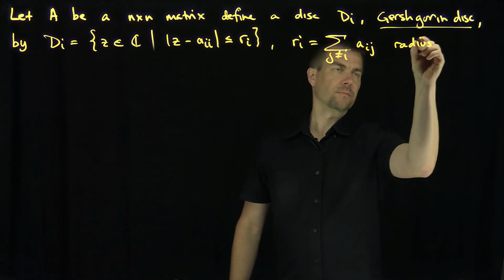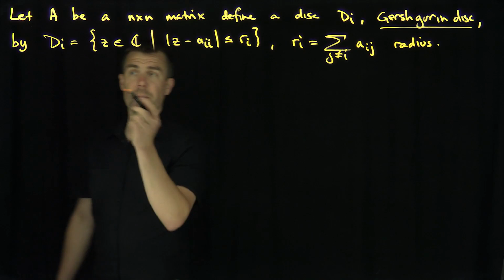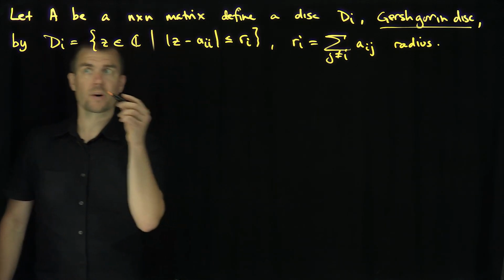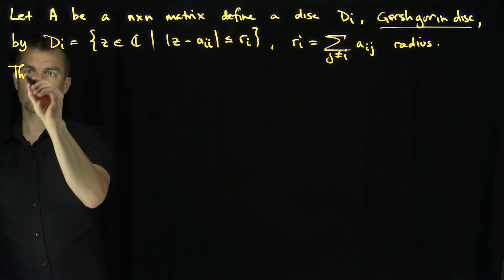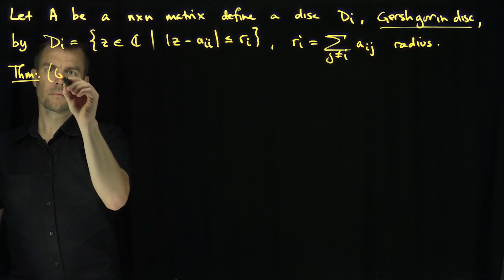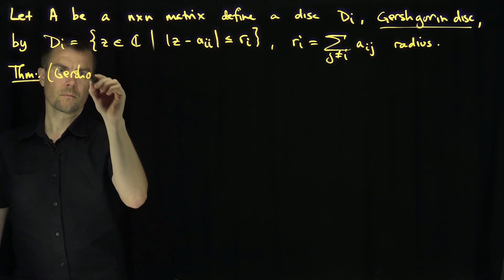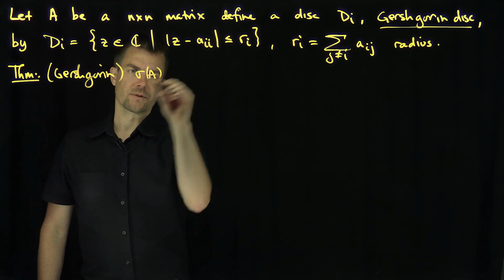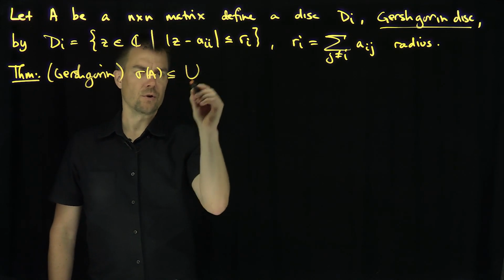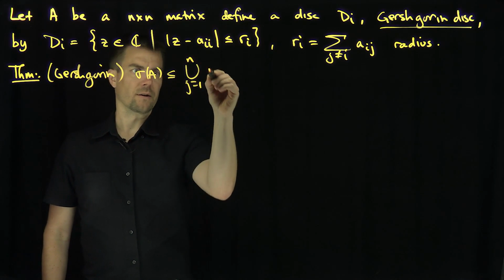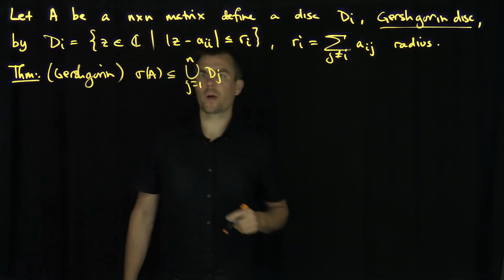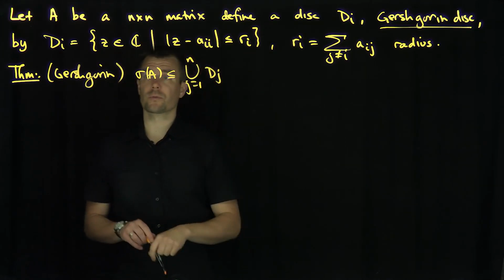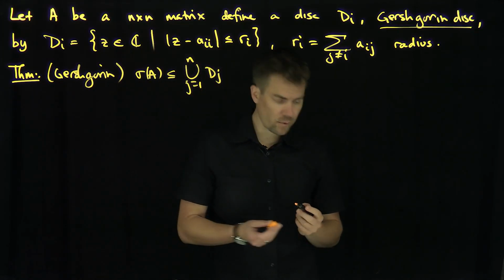If we have an n by n matrix, we have n of these disks. And so the theorem of Gershgorin is that the spectrum of the matrix A, the set of all eigenvalues, is contained in the union over j from 1 up to n of these disks D_j. So the spectrum is contained in the union of all these circles. That's a beautiful result. All right, so let's prove this result.